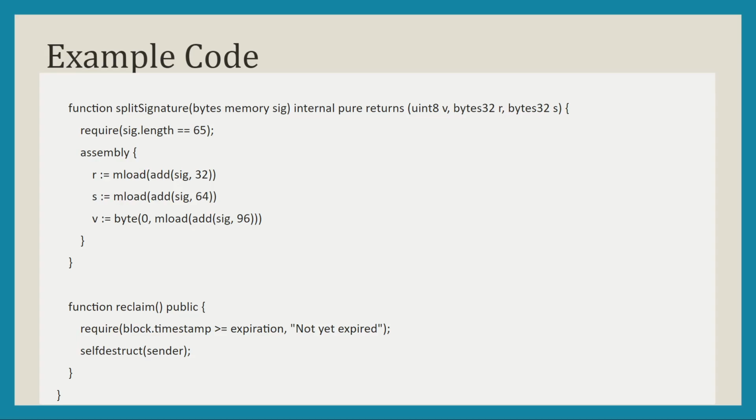Next, you have your reclaim function. This function allows the sender to reclaim the funds if the payment channel has expired. It ensures that the current time is past the expiration time. And finally, it destroys the contract and sends any remaining balance back to the sender.